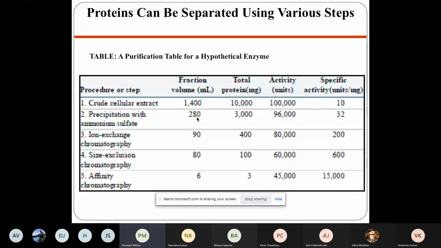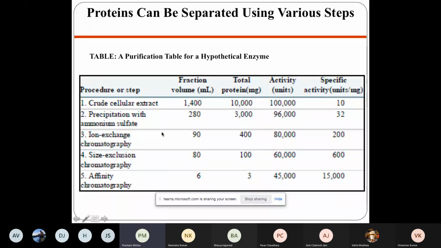Here, if you look at the protein, substantially you have lost protein. But what should be the purpose? The purpose should be that though we lose the protein, the activity should not be lost. And how you can do that is you can optimize how much percent ammonium sulfate you are using. At different percentages, you will find different recovery of protein and their activity.